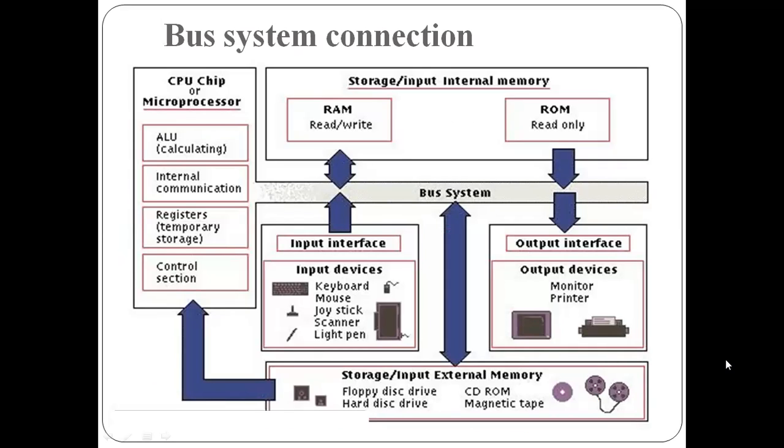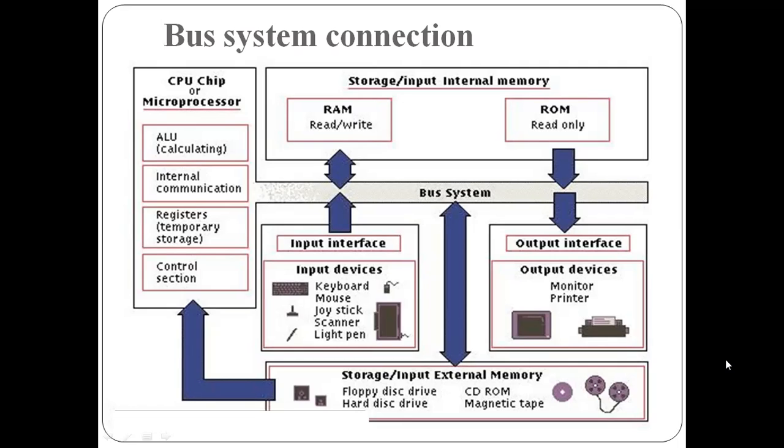Bus system connection: here you can see the bus system is connected to each and every part of a microcomputer. The CPU or microprocessor, which consists of the ALU, internal communication registers, and temporary storage or control section, is interfaced with external storage memory, that is your floppy disk drive, hard disk drive, CD-ROM drive, magnetic tape, etc., which is in turn interfaced in two-way communication with input interfaces like keyboard, mouse, joystick, scanner, light pen, etc., and with an output interface, the monitor and printer.